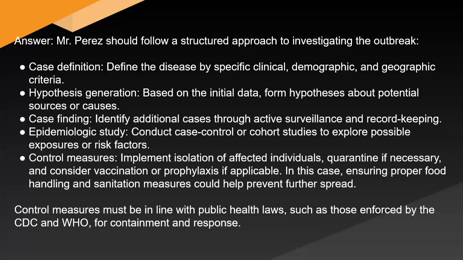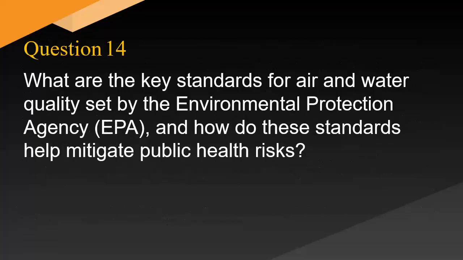Control measures: implement isolation of affected individuals, quarantine if necessary, and consider vaccination or prophylaxis if applicable. In this case, ensuring proper food handling and sanitation measures could help prevent further spread. Control measures must be in line with public health laws, such as those enforced by the CDC and WHO for containment and response. What are the key standards for air and water quality set by the Environmental Protection Agency (EPA), and how do these standards help mitigate public health risks?